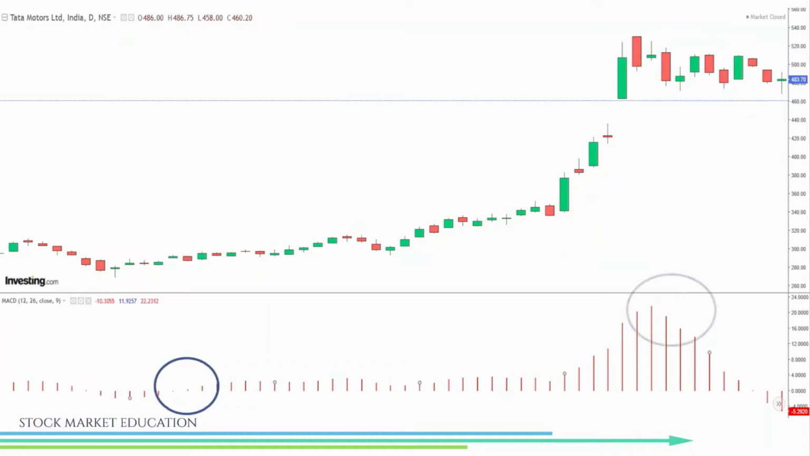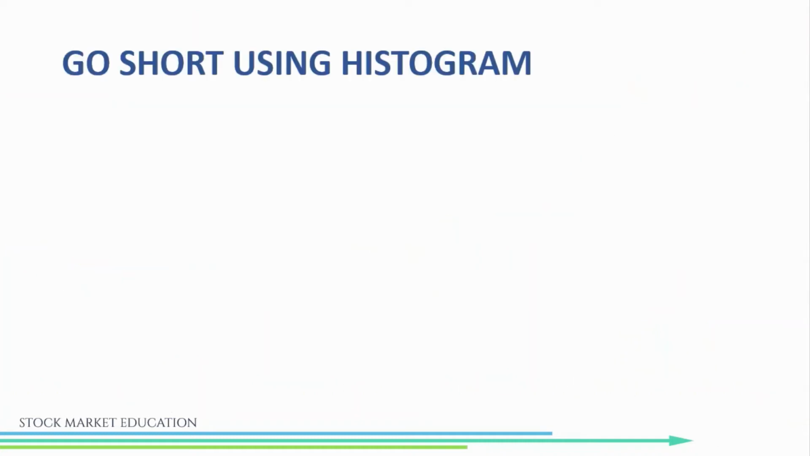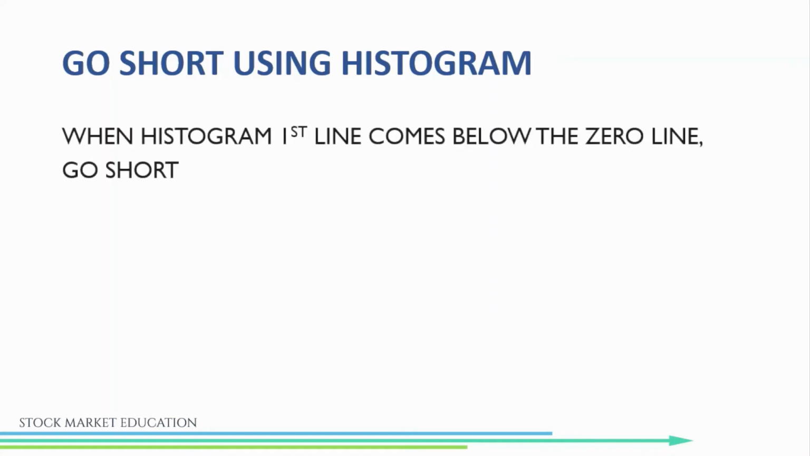Now this was the entry point and this was the exit point. Now similarly, how do we go short using the histogram? Just exactly opposite to that of the long positions, when the histogram's first line comes below the zero line.